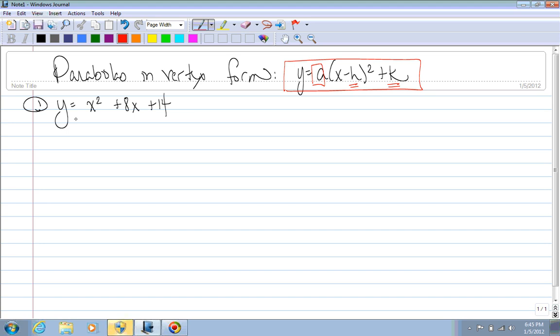So your first problem was y equals x squared plus 8x plus 14, and the first thing I always do is move the 14 out of the way so you have a little space next to the x's so that you can complete the square there.